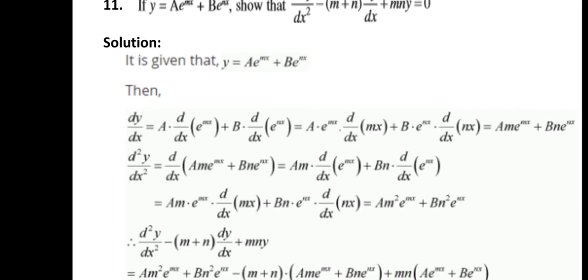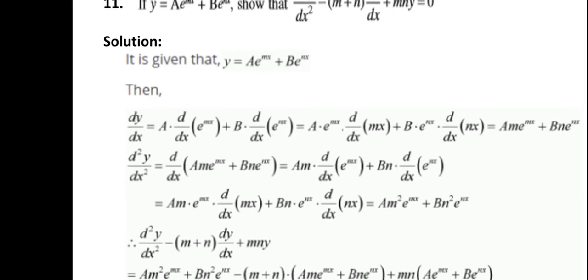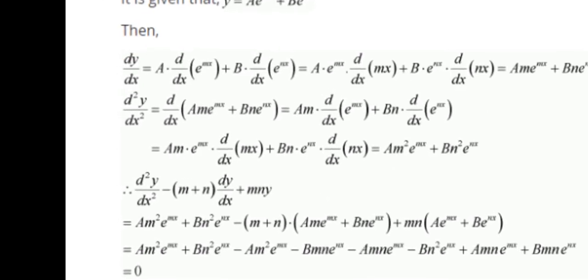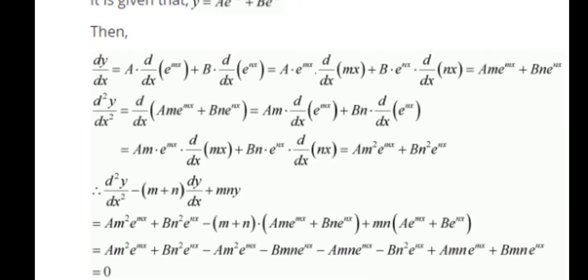So a comes out from the derivative. We can write a into derivative of e to the power mx plus b into derivative of e to the power nx. So students, here a is constant, so derivative of e to the power mx is e to the power mx into derivative of mx, plus b into derivative of e to the power nx is e to the power nx into derivative of nx. So it is am, derivative of mx is m only, am e to the power mx plus bn e to the power nx.